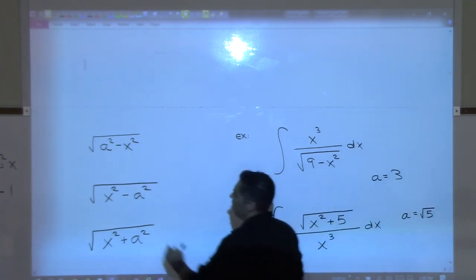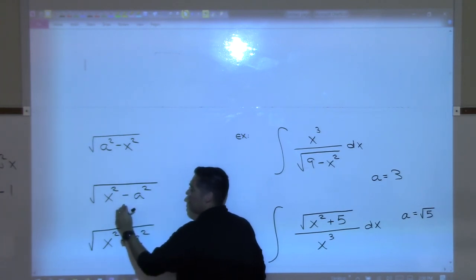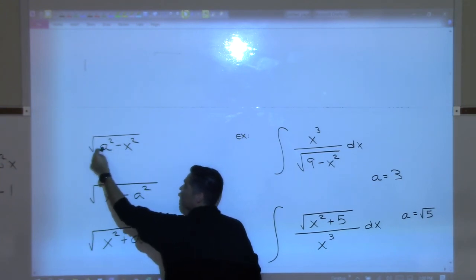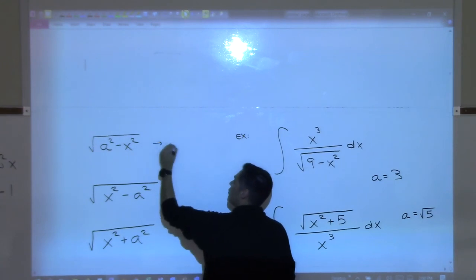Let me ask you something. Algebraically, are these two different? Yes, they are different. They're off by a sign, right? So could you factor a negative out of this and make it this? Like, could I do this?